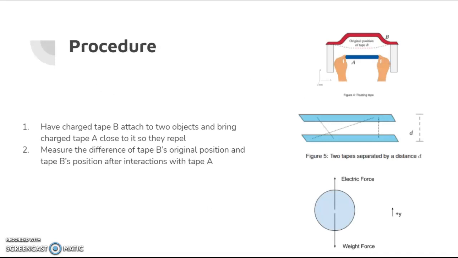For the procedure, what you needed to do was to hang the tape charge B between two objects so it hangs like a bridge. Then you put tape A underneath tape B, and since they repel, tape B will float up a bit from the repulsion. Because of this, we can measure the difference between tape B's original position and tape B's position after the repulsion to find the charge.